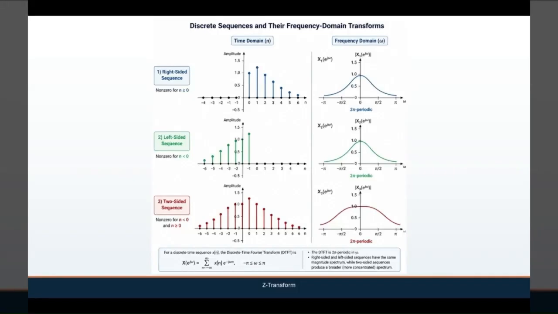In a right-sided signal, the signal appears only on the right side, that is the positive axis. It is right-sided for n greater than or equal to 0, whereas left-sided is for n less than 0. Zero will come under the right side. This is to be noted. Similarly, two-sided has both. This is the same signal in the frequency domain, represented using omega and X of e power j omega. You can see the frequency domain representation.